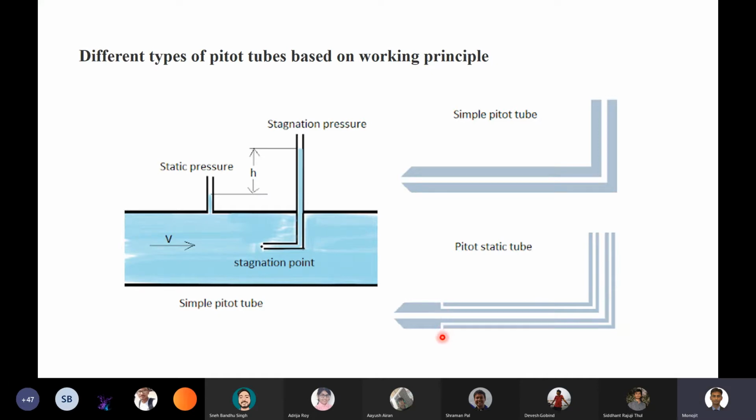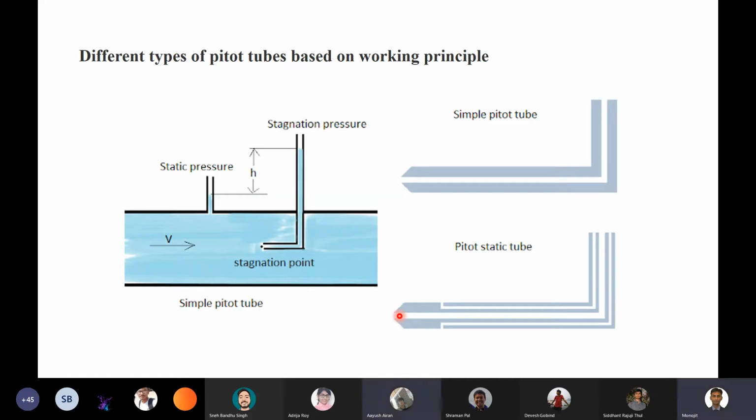Now again, think of a situation where you don't have a fluid flow. What will this hole give you? See the placing of this hole. This is not feeling the velocity of the fluid. This is only feeling the pressure of the fluid. So when there is no flow, this will give you static pressure. And the manometer tube which is attached to the other hole, when there is no flow, will also give you static pressure. When there is a flow, it will give stagnation pressure.